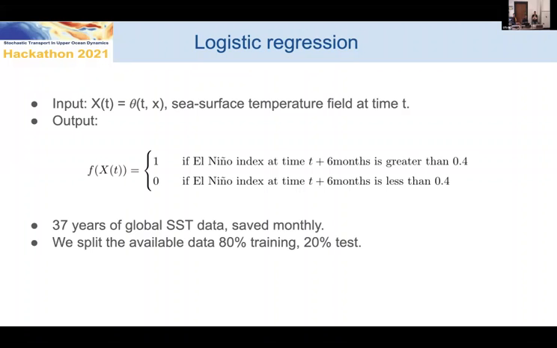So the question we're trying to answer is, if we know the sea surface temperature field over the whole globe at time t, will the El Nino index at time t plus 6 be greater than 0.4, which is the threshold to determine whether or not it's an El Nino year. So the data we have is 37 years of sea surface temperature saved every month, and we split this into 80% for training and 20% for test data. So we can just simply apply the logistic regression and see what we get.